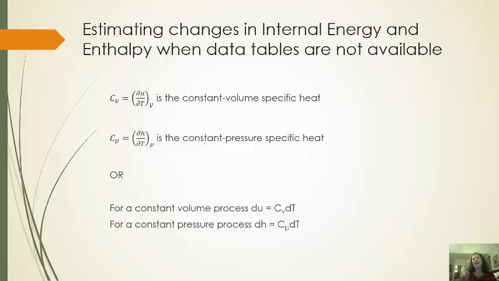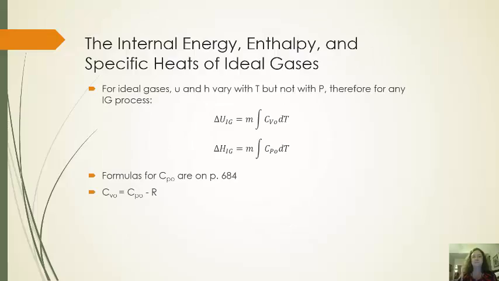Okay, but I can use this because U and T and H and T are all state properties. They are not dependent on the path. I can use this to make calculations even if I don't happen to have a constant pressure or a constant volume process, if I am willing to make some adaptations. So let's talk about specific cases. So first let's look at ideal gases.